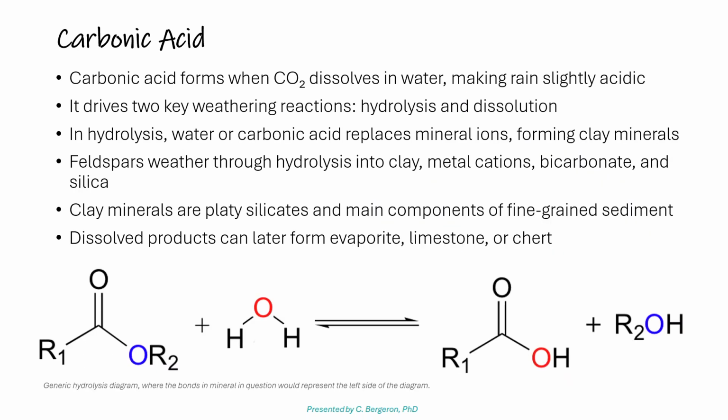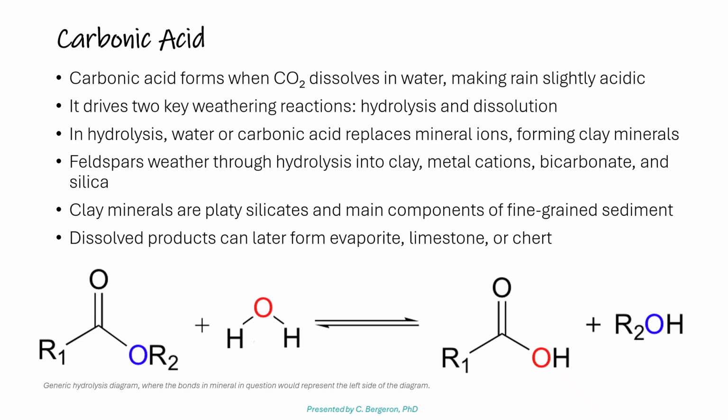So there are two other chemical weathering reactions, hydrolysis and dissolution. An important part of these two is carbonic acid. Carbonic acid is H2CO3. This forms when carbon dioxide dissolves in water. And this happens naturally. It happens in the atmosphere, in the clouds. It's the reason why precipitation is a little more acidic. Okay, but carbonic acid is very important for hydrolysis, which we'll talk about first.